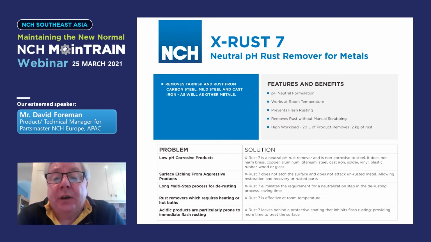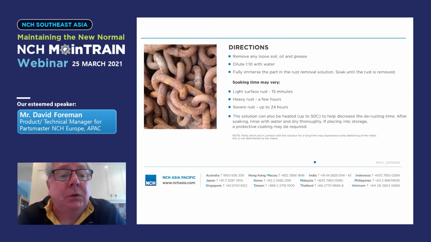It is also, because of that, non-corrosive to steel, and it will not etch the surface and does not attack unrusted metal. That is really important. The other important point is it works at room temperature. You don't have to heat it. Fantastic 10:1 mixing ratio. So 1 litre of concentrate will basically make up 11 litres of product. And really, that is the main features of the product. It's a fantastic, effective, very green deruster.